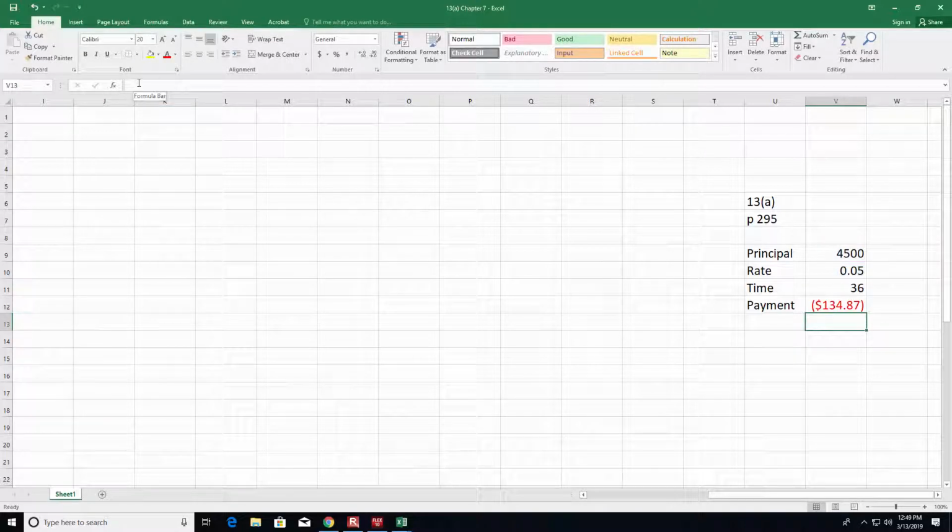Did everybody get $134.87 for the payment? Principal, $4,500, interest 5%, time 36 months, what's the payment? My formula was just what we've been practicing: equals PMT, interest rate divided by 12, comma, time, comma, principal. So that's step one.